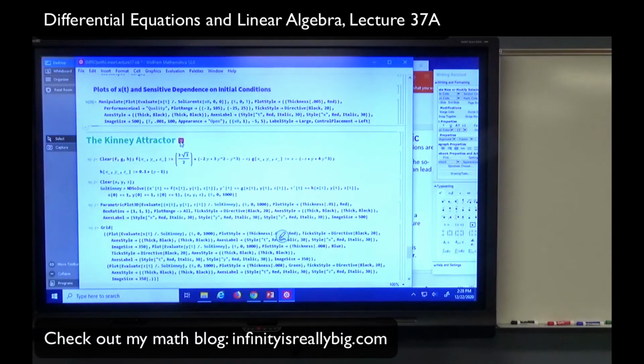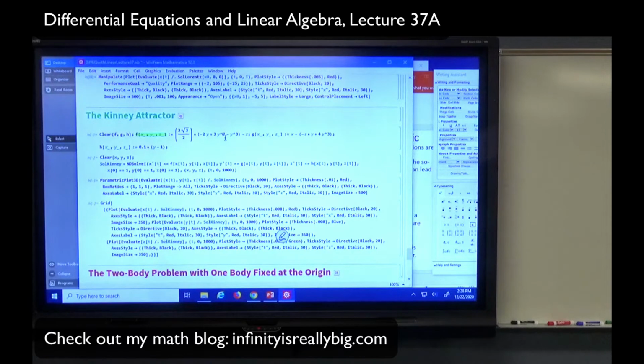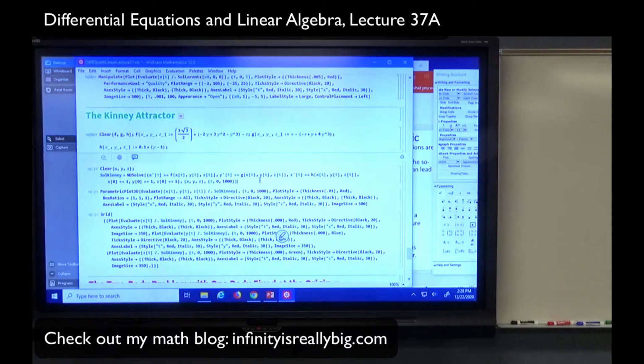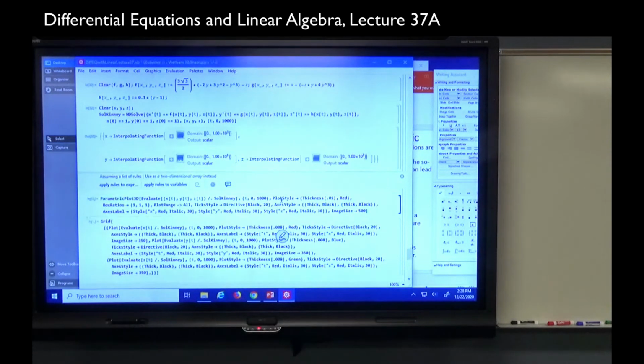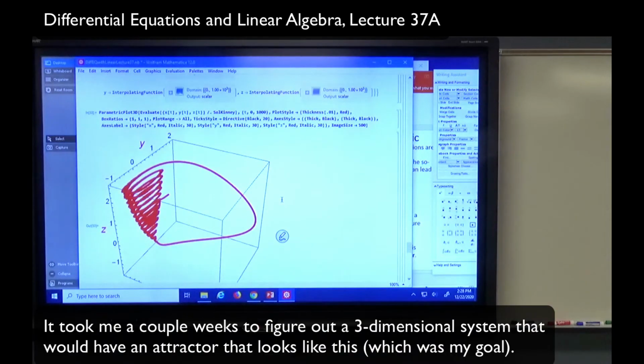What's the Kinney Attractor? It's a system that corresponds to these right-hand side functions, and I made it as part of my thesis, and it's just kind of a pretty picture. There is the Kinney Attractor.